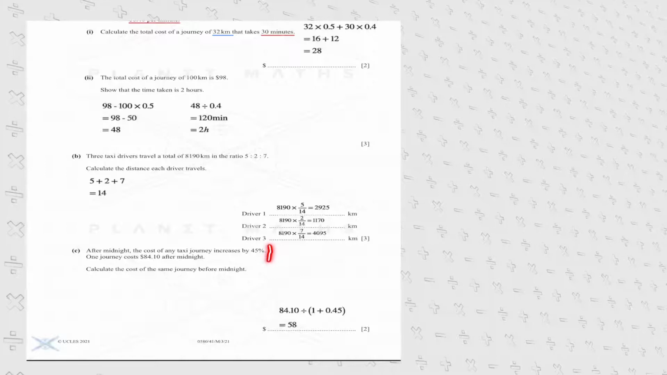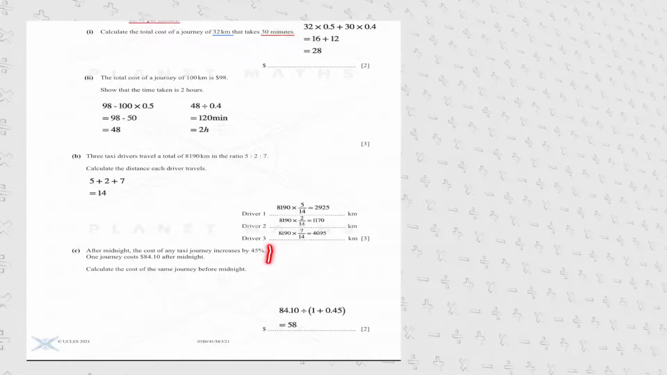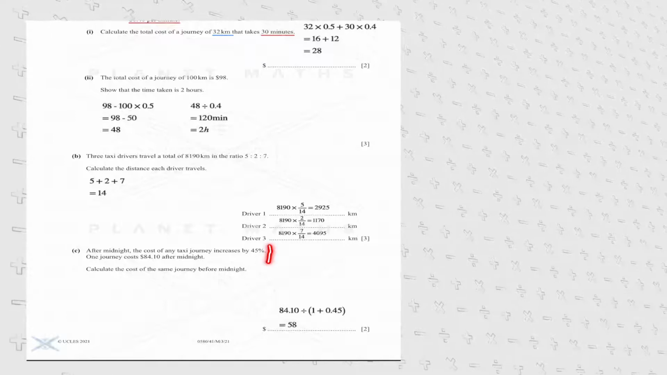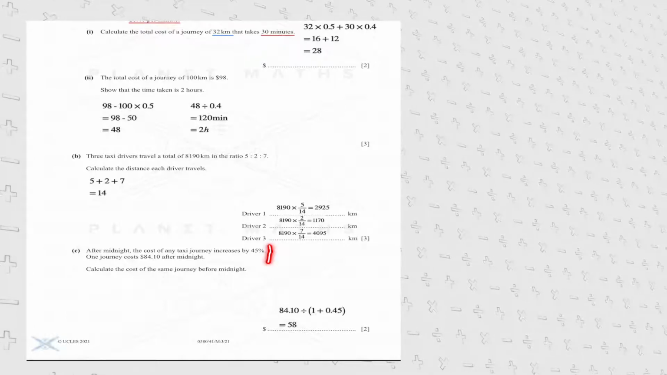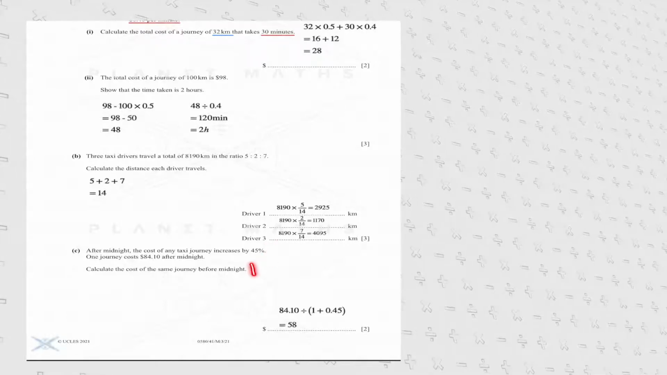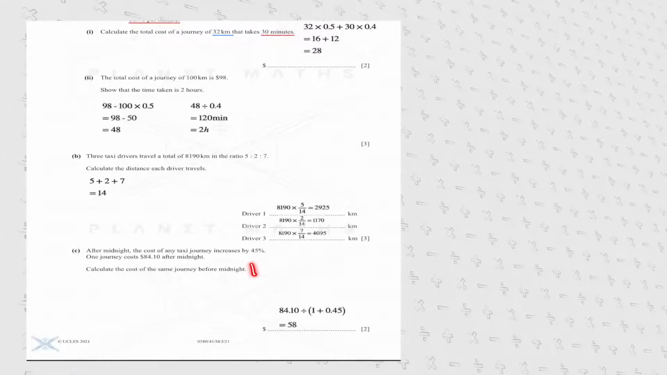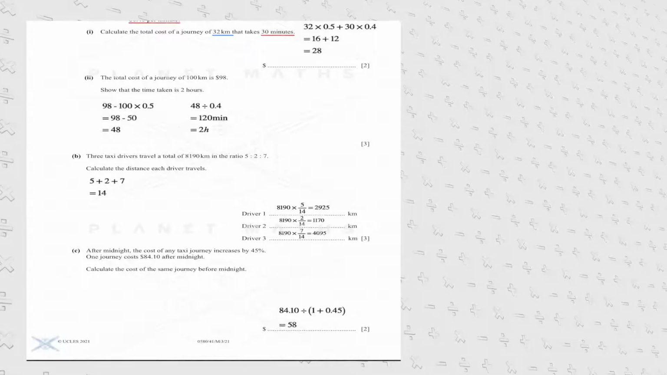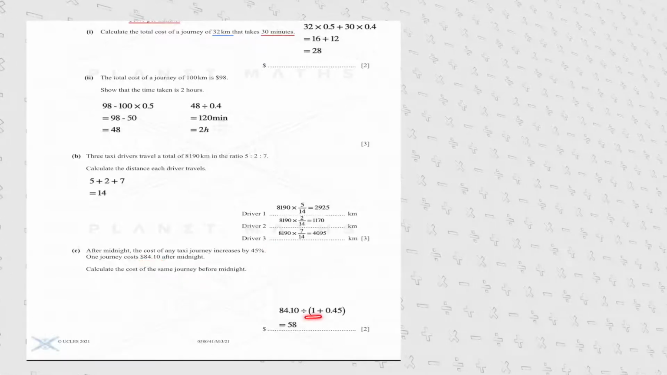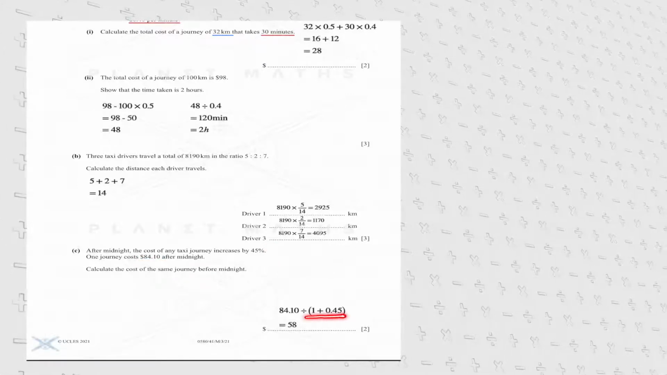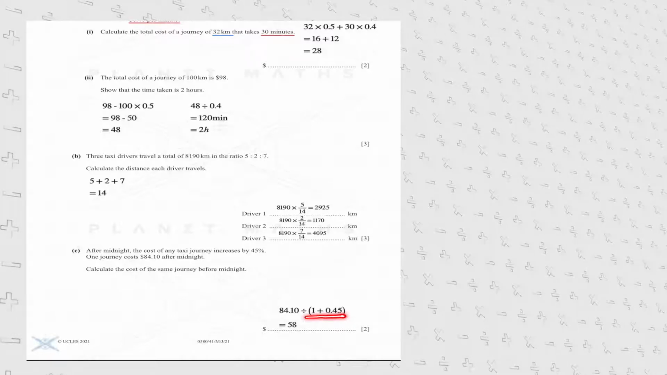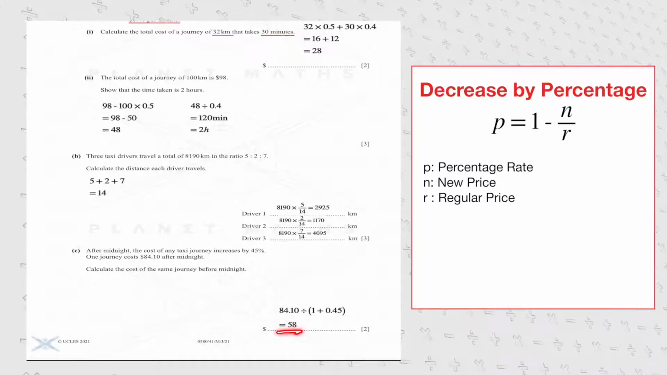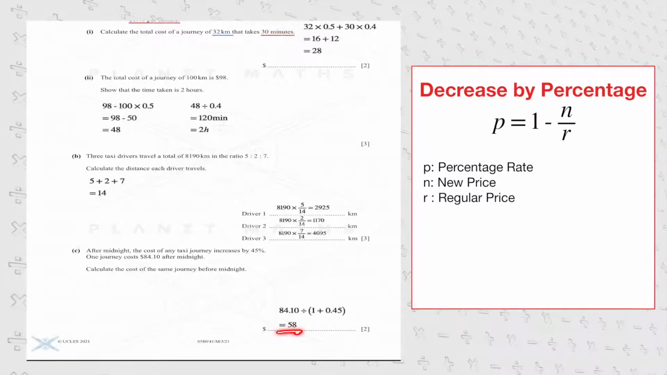In part C of exercise 1, it is stated that after midnight the cost of any taxi journey increases by 45% and one journey costs $84.10 after midnight. We are supposed to calculate the cost of the same journey before midnight. To calculate the cost before the price increase means that we divide the cost after midnight by the factor that the price has been increased with, namely 45%, according to the procedure provided. Therefore, we can determine that the cost for the same journey before midnight would be $58.